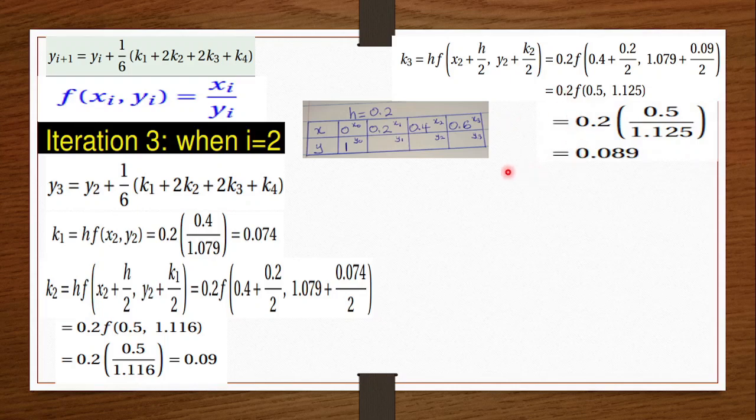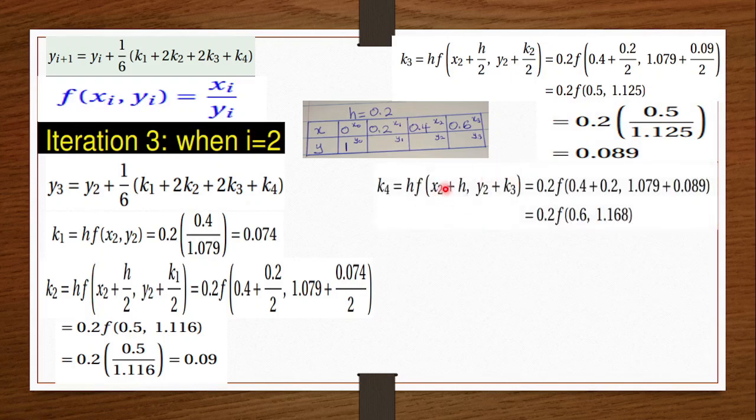Now the last thing again is to find our k4 value. For the k4 value, this is our formula, right? We know x2, we know h, we know y2, we know k3. So put the values inside there from our previous iteration. Then we simplify this part here to get 0.6. Then we simplify this part here to get 1.168. Then next thing is to multiply by the 0.2. So when we do that, we're going to get our k4 value to be 0.103, right?